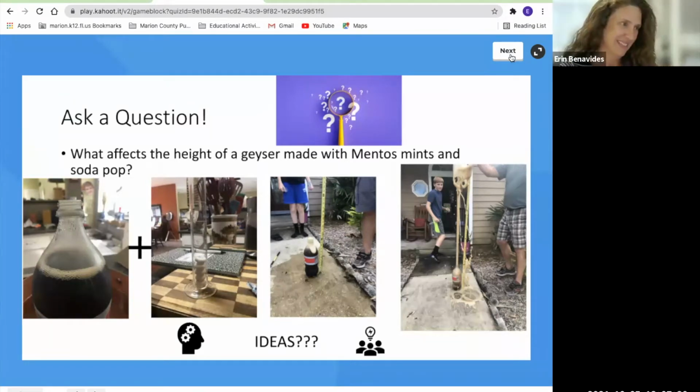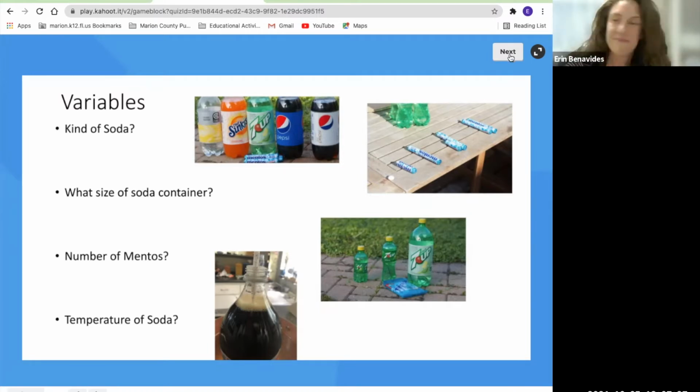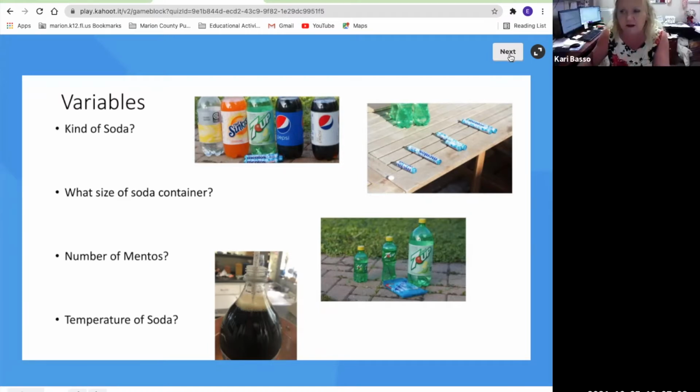Okay, so I hope that you used your big brains and thought about some of these ideas. So how many people thought maybe the number of Mentos that you would add to the soda? Okay, so that's something that we could test. We can take a soda and add 1 Mentos, and then another soda and add 2 Mentos, and so forth, and see how that changes the height of the geyser.